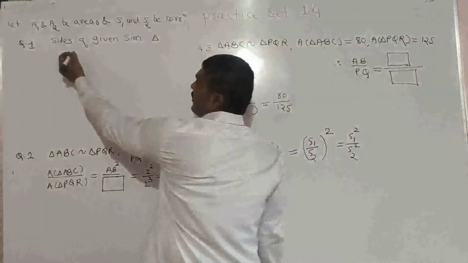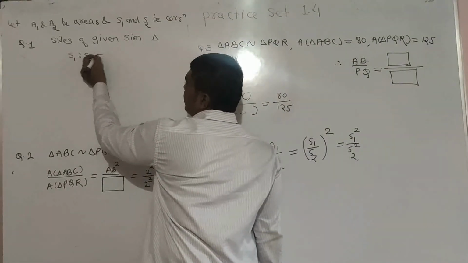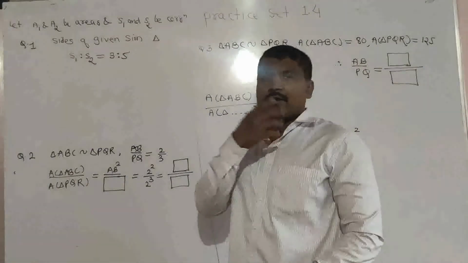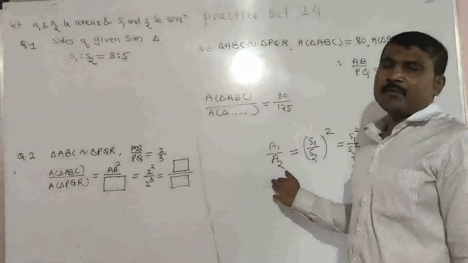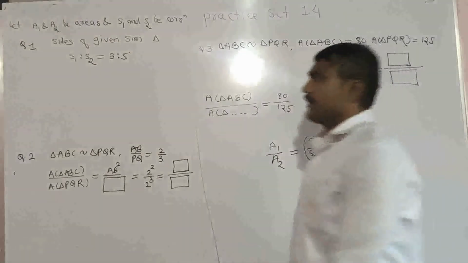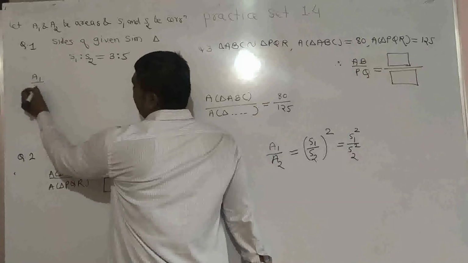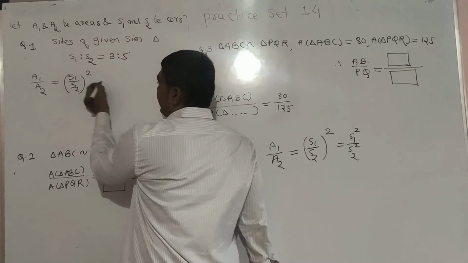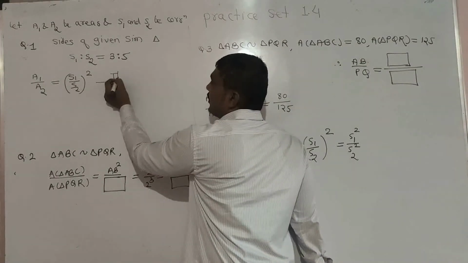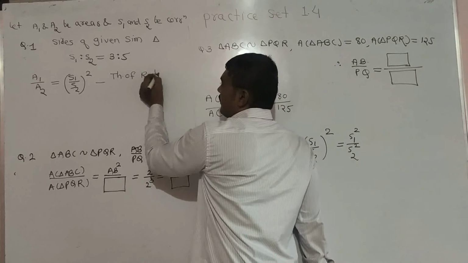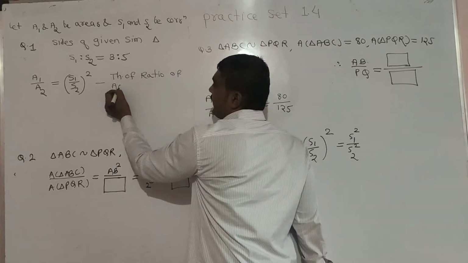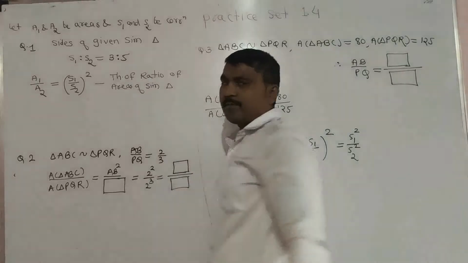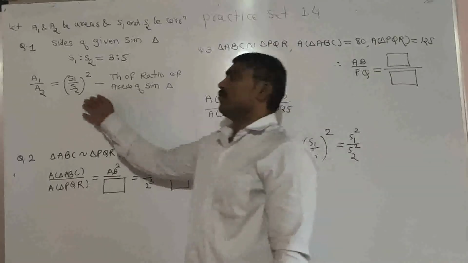So what is given here? S1 upon S2 is given by 3:5. Which formula will you apply? Obviously we can apply the formula A1 upon A2 equal to S1 upon S2 whole bracket square. The reason is the theorem of ratio of areas of similar triangles. With the help of this theorem, we can write this.